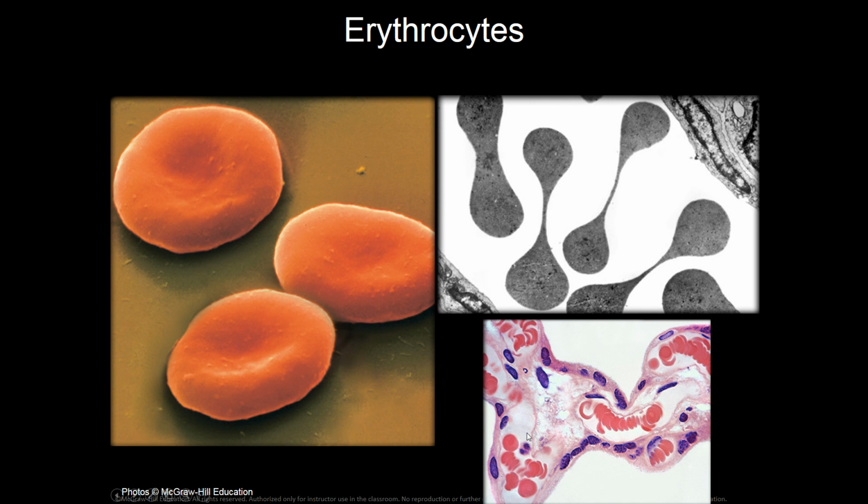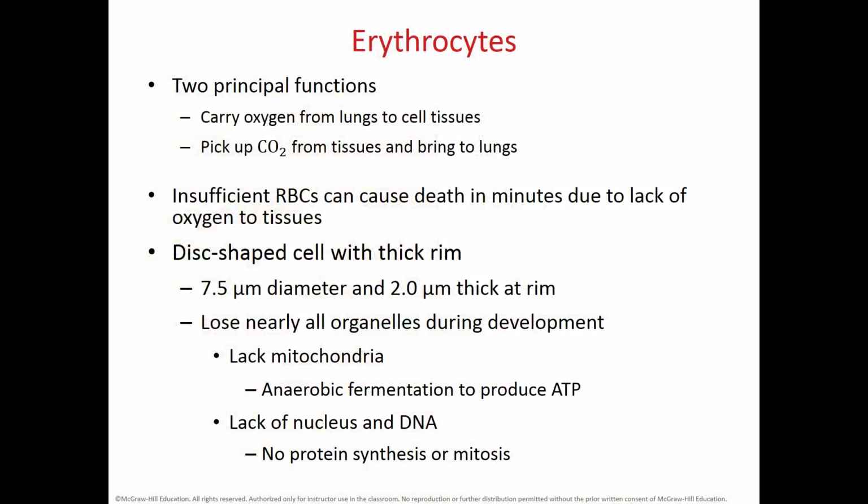In the bottom right panel, you can see a section of a capillary, and these erythrocytes are stuck on top of each other, forming a continuous structure that we call rouleaux, R-O-U-L-E-A-U-X. It's as if you were stacking dinner plates on top of each other. So this is the first cell that we will be talking about, the erythrocytes.